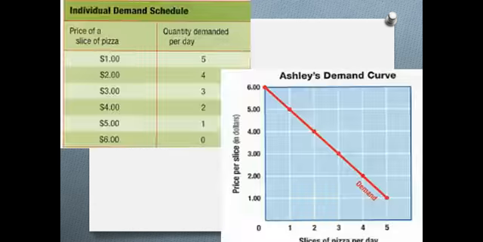All right, so let me show you an example of an individual demand schedule. So this is individual. For $1, Ashley will be willing to buy 5 at the price of $1. But notice, if the price goes to $6 per pizza, she's not going to buy any. As you can see, the price will determine how much she's willing to buy.